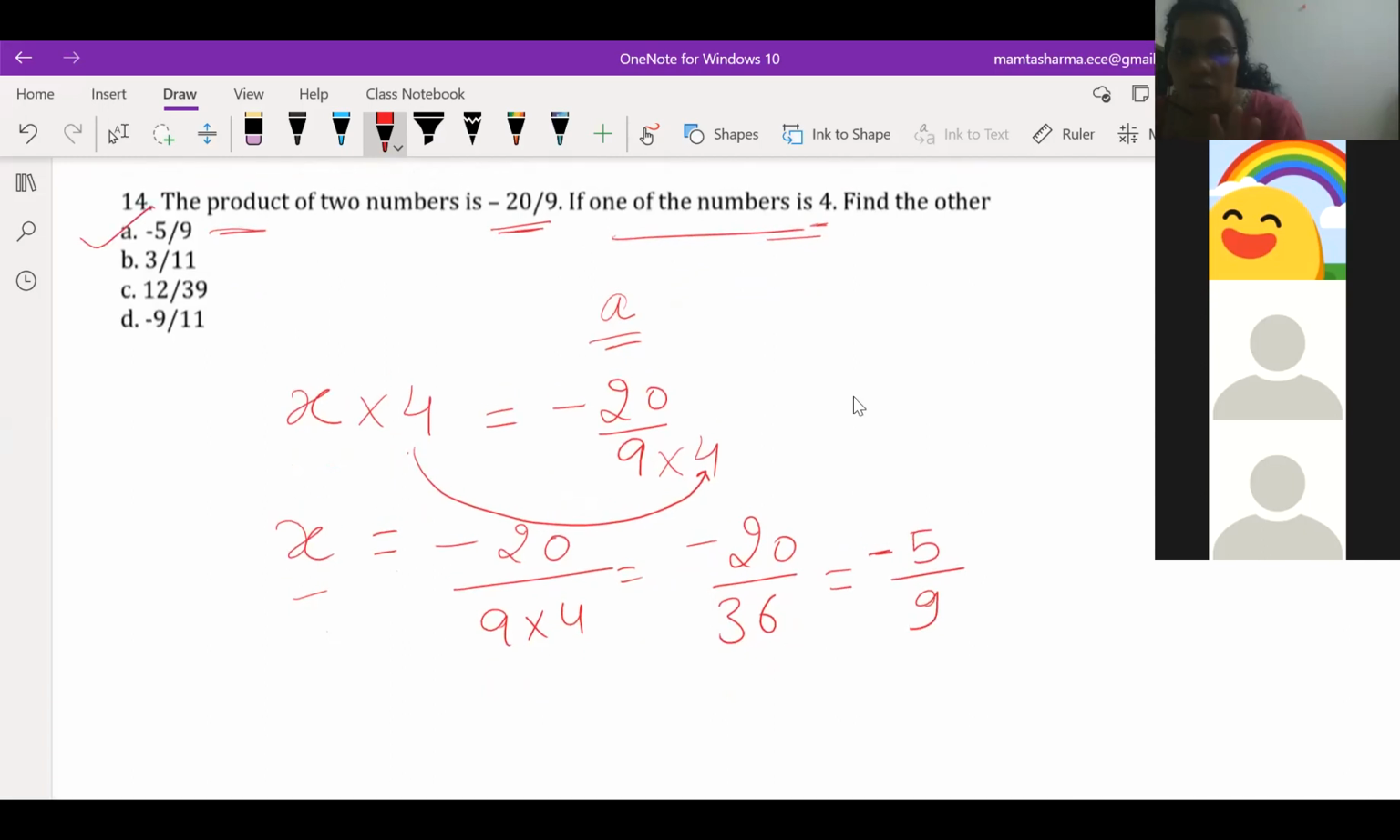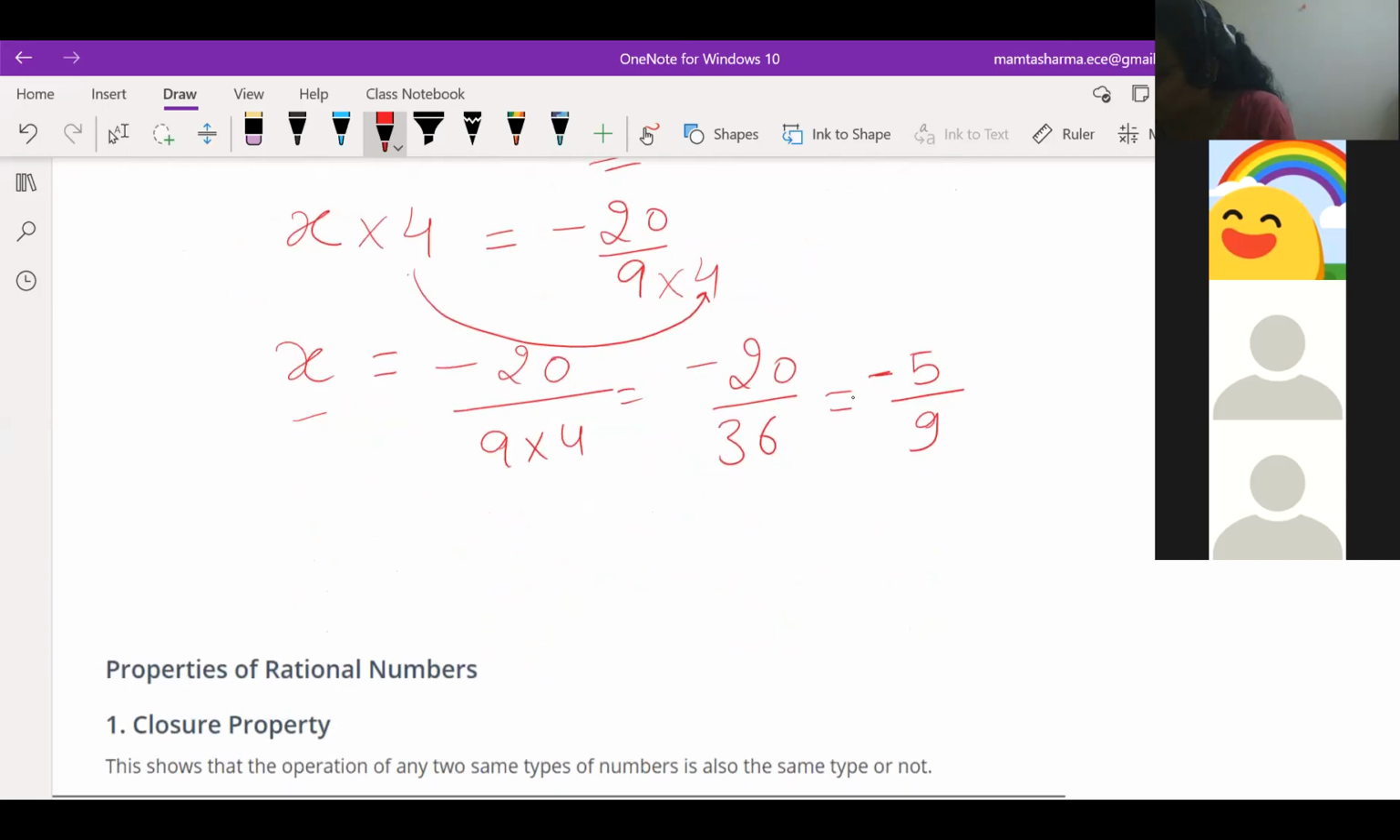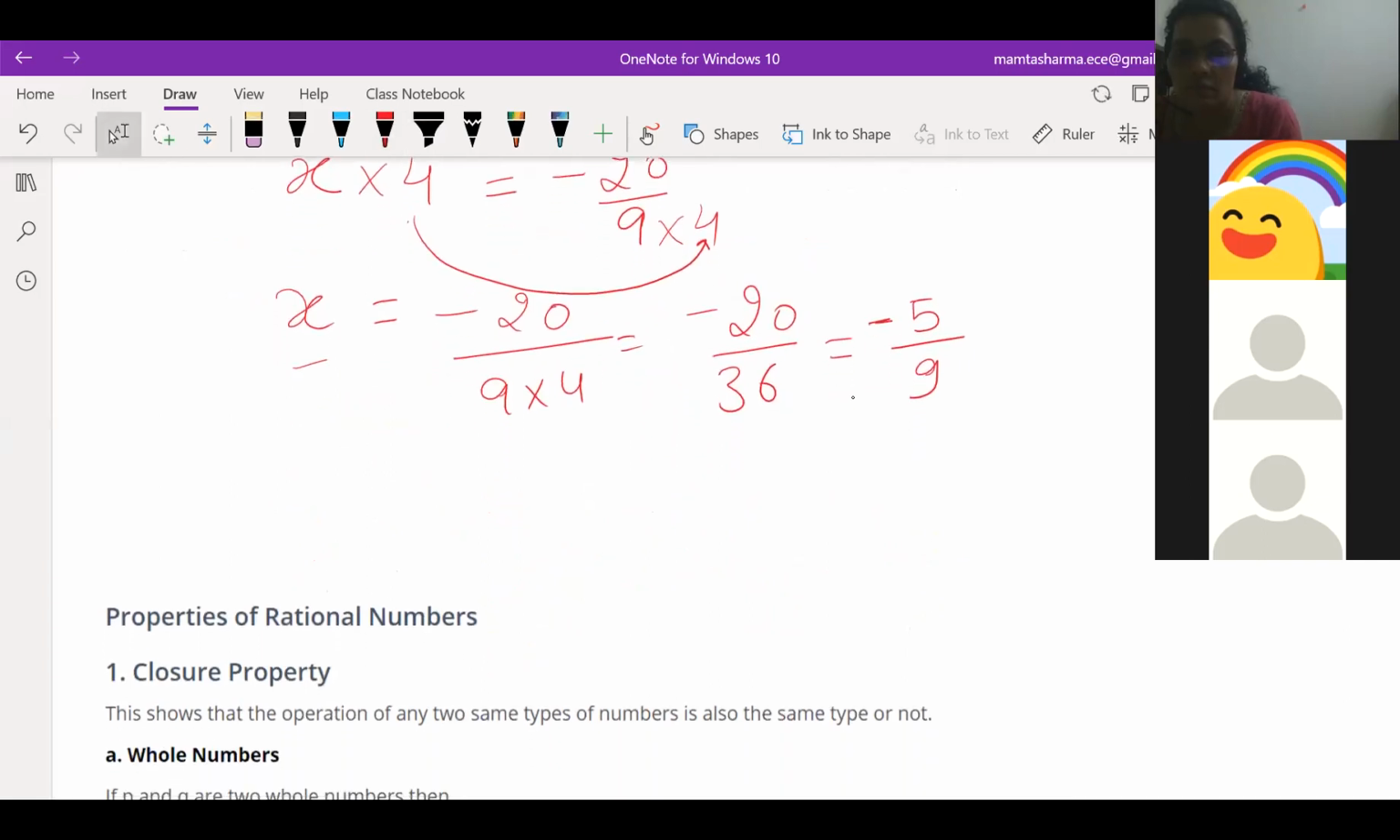Any doubt in this question? No, ma'am, no doubt. Okay. Sohan Ram, any doubt?